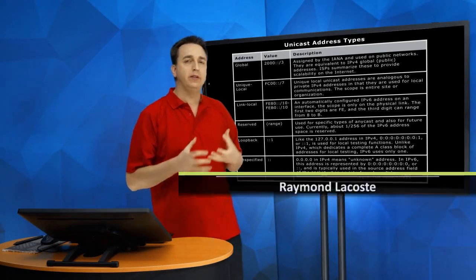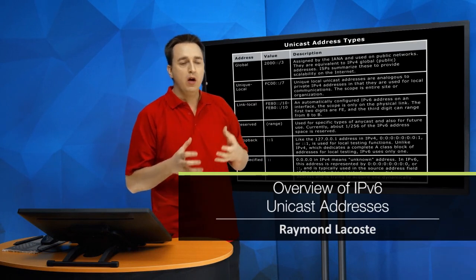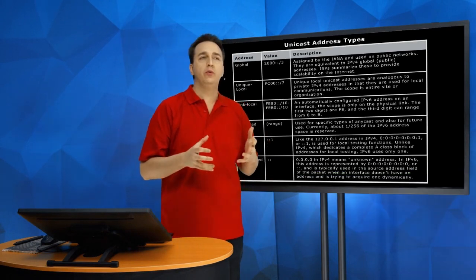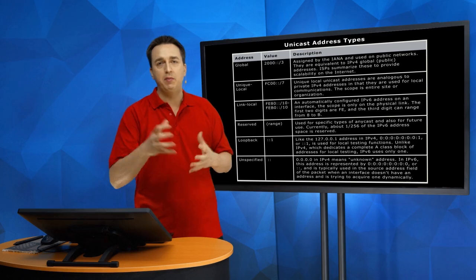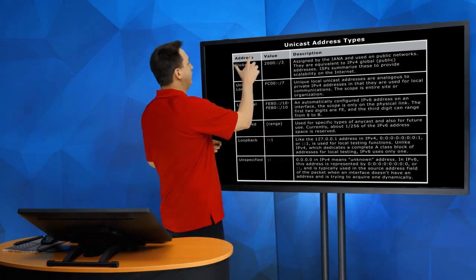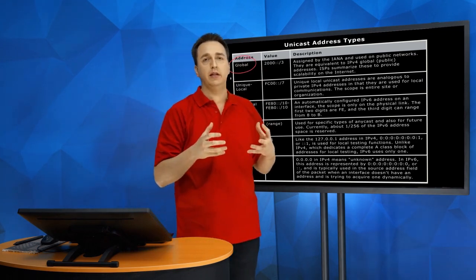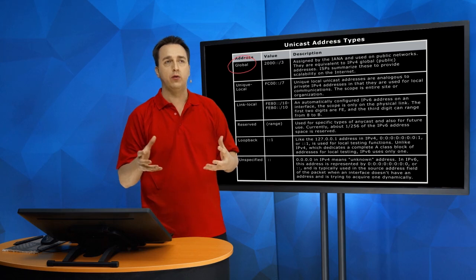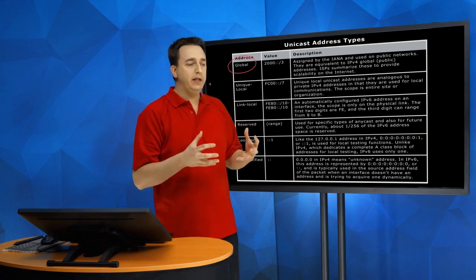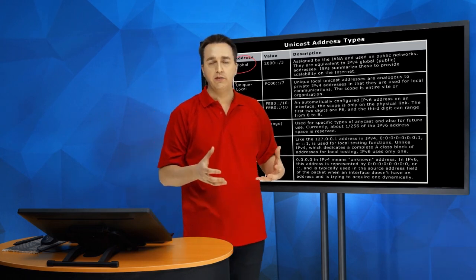Before we dive into a discussion on troubleshooting IPv6 end-to-end connectivity, let's review the different types of unicast IPv6 addresses that we'll find. So first of all, let's start off with the global address. The global address is the addressing that we are going to use on public networks like the internet. These are going to be assigned by IANA, the same group that assigned the IPv4 addresses.